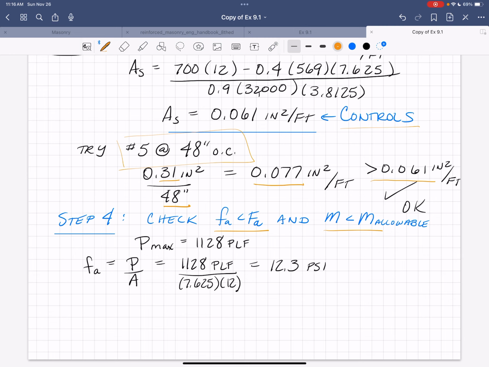So first off, little fa is less than or equal to big FA. I'm going to use the maximum P to determine that fa, and that was 1128 of the 3 load cases, divided by the area of 1 foot of wall, so the height of the wall, 1 foot of wall, and I get 12.3 psi.